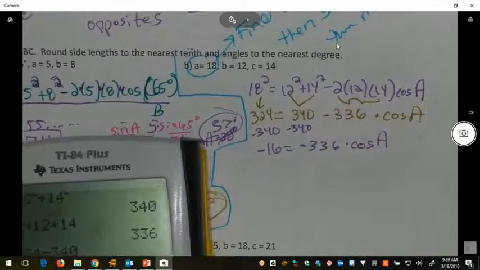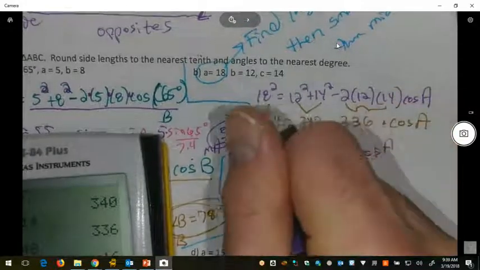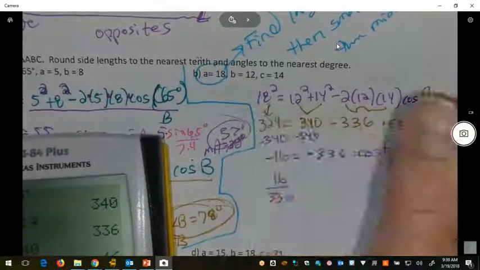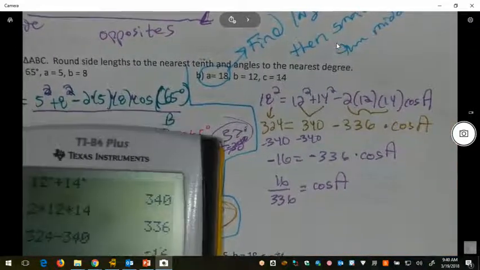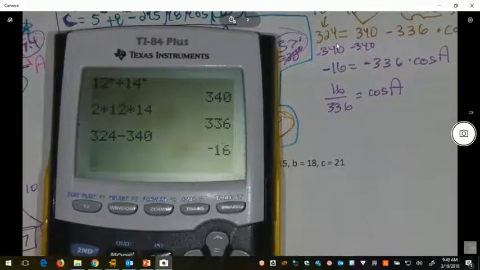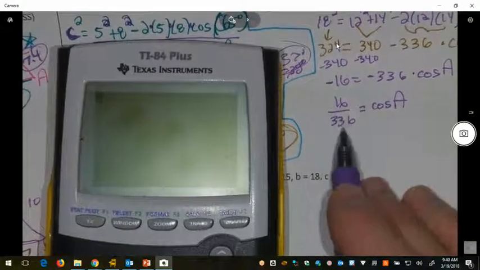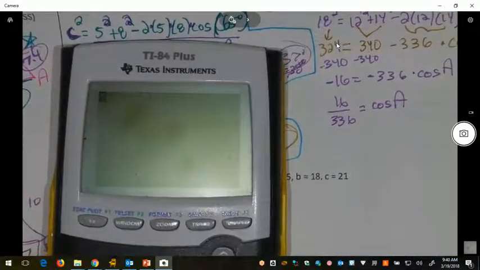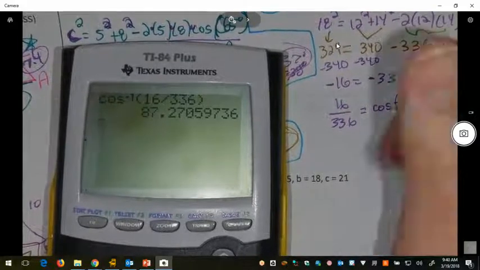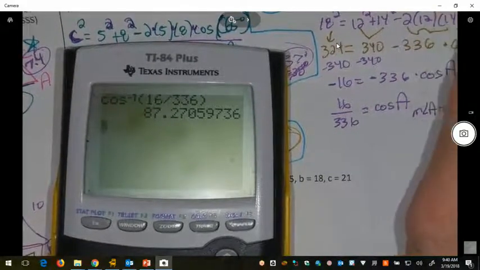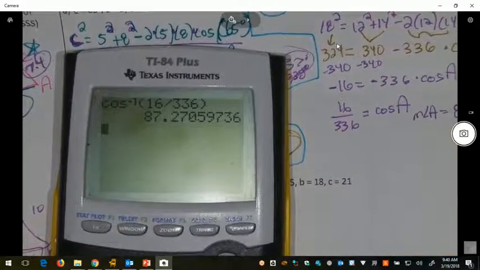Now we're going to divide by negative 336. You do not have to reduce it because it's not your final answer. On your quiz, some of you didn't reduce your final answer, which is a problem, especially being in pre-calc. But here I'm not worried about it because it's not my final answer. I'm going to do cosine inverse of 16 over 336 to get the measure of angle A to be 87 degrees.